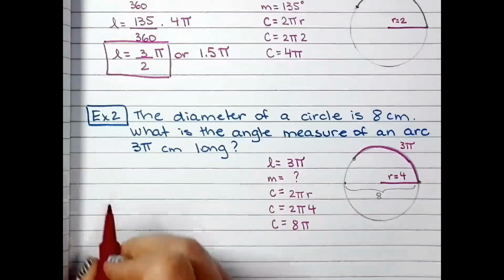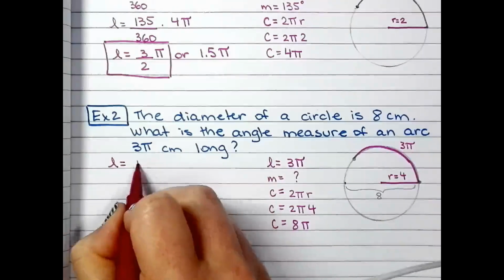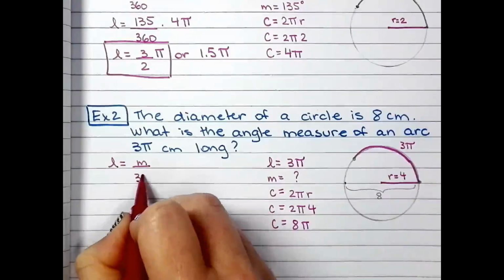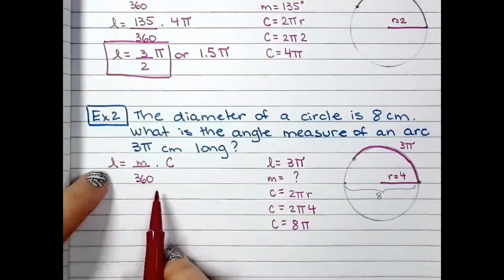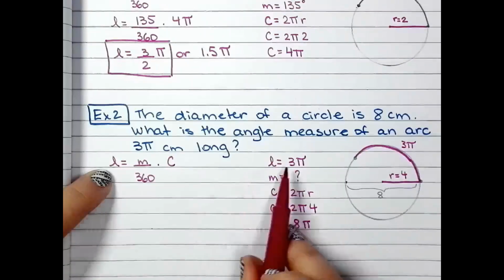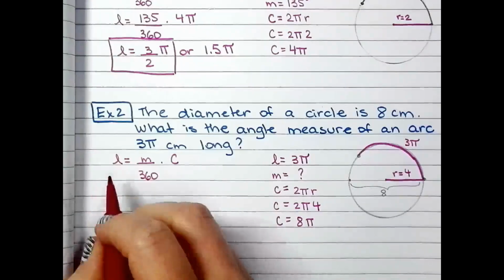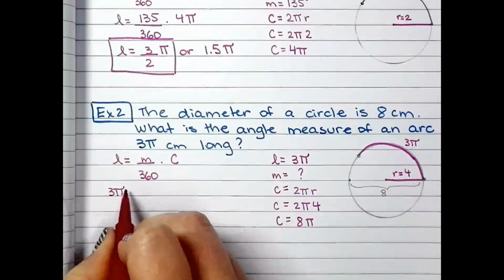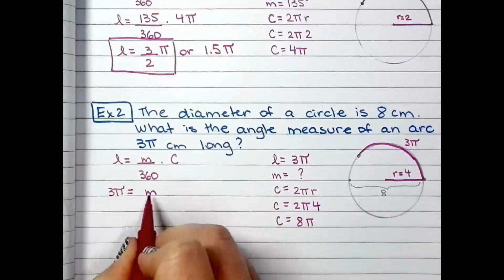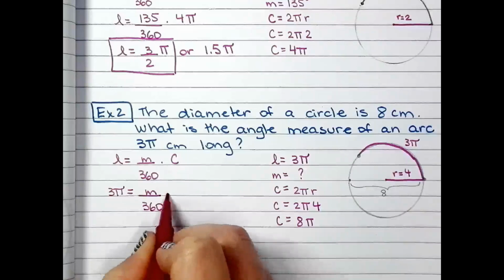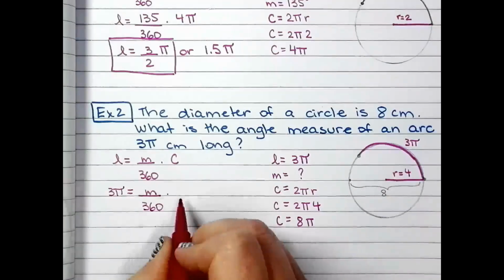Okay. So formula. I'm going to substitute what I have on the formula. So L, right there, 3 pi. M I don't have, I'm looking for M. And C is 8 pi.